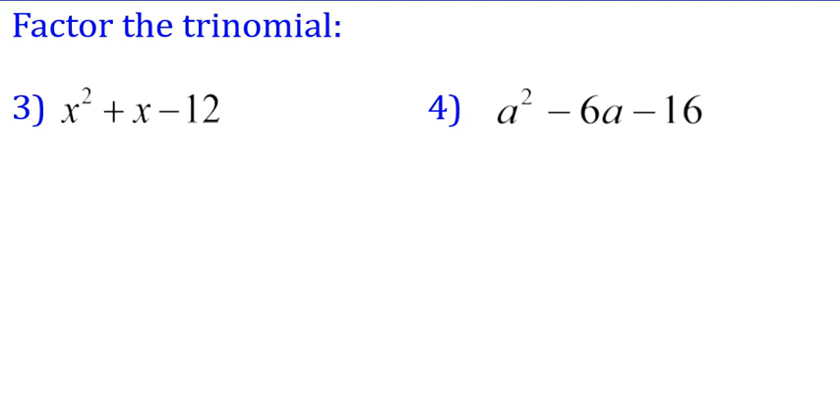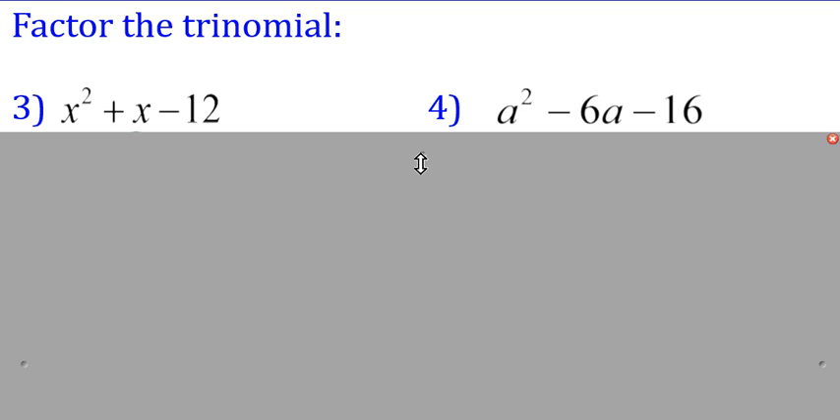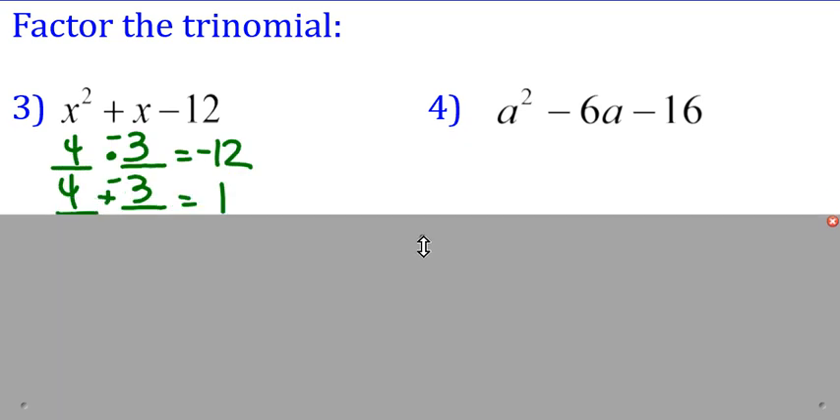Let's see if we can factor these 2 trinomials. Again, for number 3, look to see if it has a greatest common factor. Right now that's 1, so then we'll go to the second step, thinking about what times what gives us negative 12 and what plus what gives us 1. We know a 4 and a negative 3 would accomplish both of those goals.